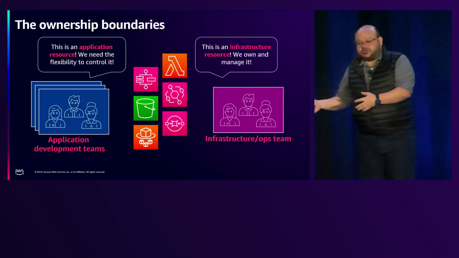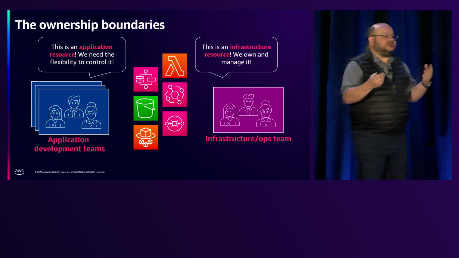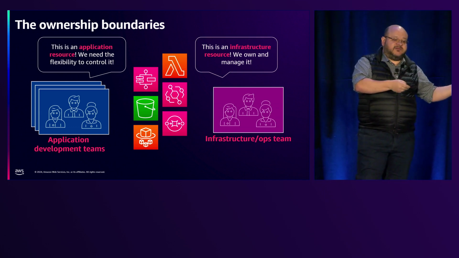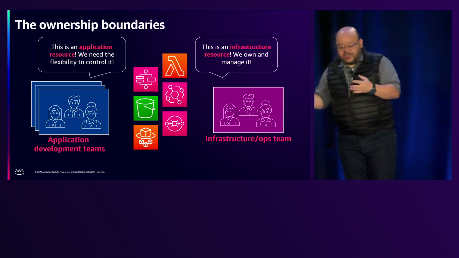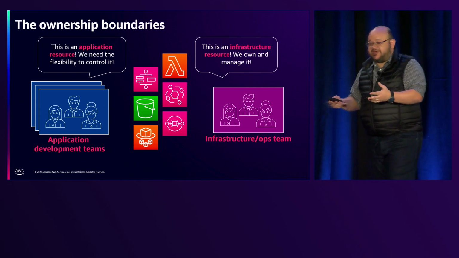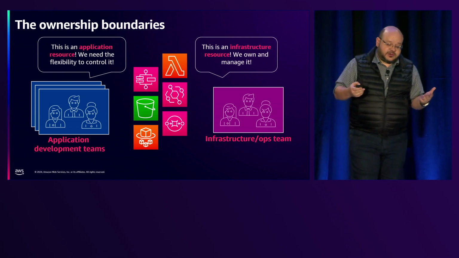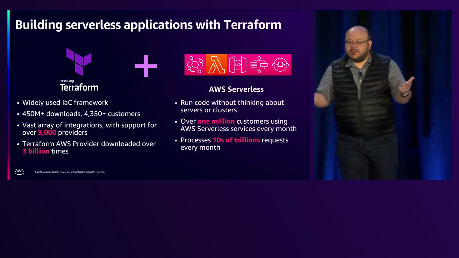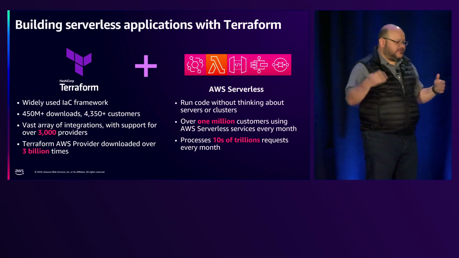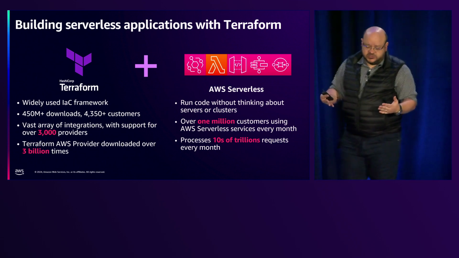So this brings us to this new interesting world where application development teams are using infrastructure as code. You have infrastructure teams still using their infrastructure as code tools, and they need to work together, right? And application teams consider many of those things like Lambda functions and EventBridge rules as application resources, while infrastructure teams consider that as their infrastructure and they want to have more control. How do they work together? Well, Terraform, right? We've seen a lot of success when both teams, application developers and infrastructure, use the same tool. And this is what our session is going to be about, right?